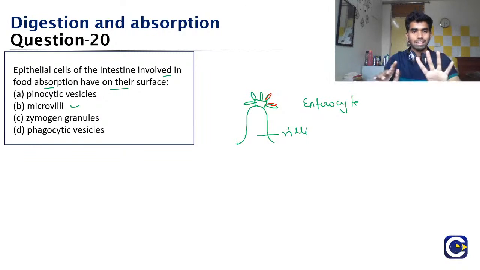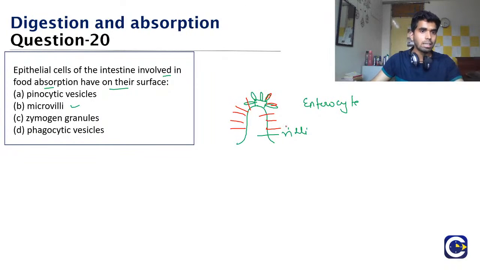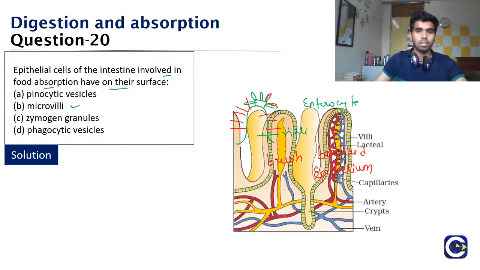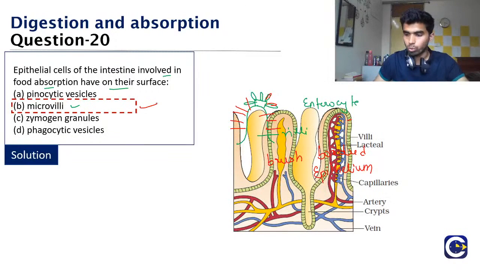Because it is present like a brush, you can see that it is present like a brush from this, and that is why the epithelium of the intestine is also known as brush bordered epithelium. Okay, so this is the villi. We have already covered it. So the correct answer is option B.